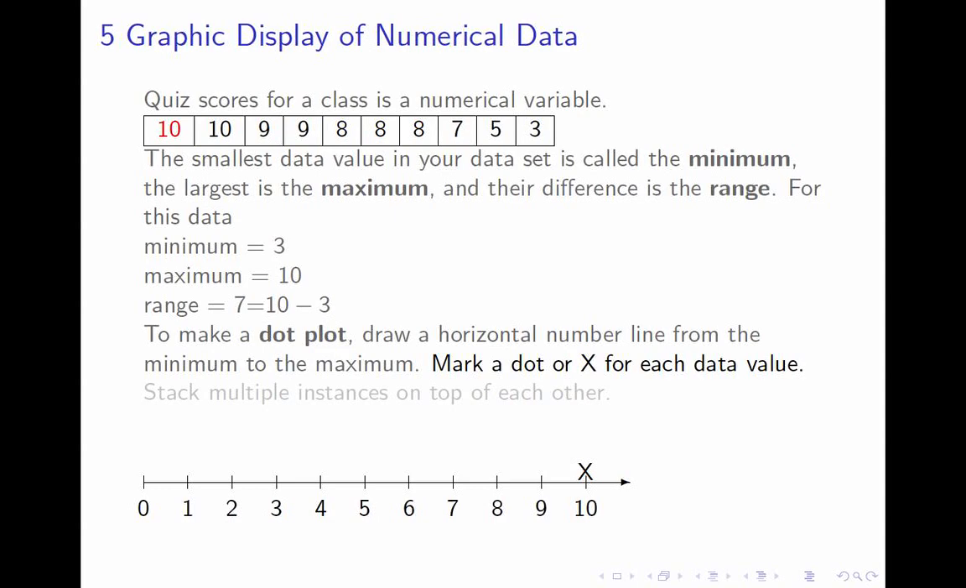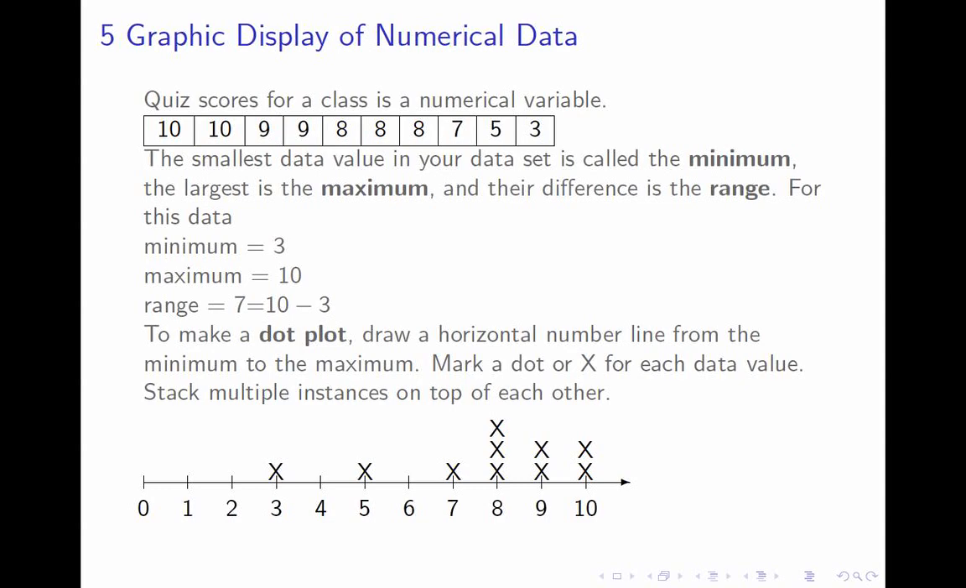There are two 10s. What do you do about that? You stack them on top of each other, right? So we have two X's stacked on top of each other. As you go along, you see that there's going to be two 9s stacked on top of each other, then three 8s, then 7, 5, and 3 will each be by themselves.